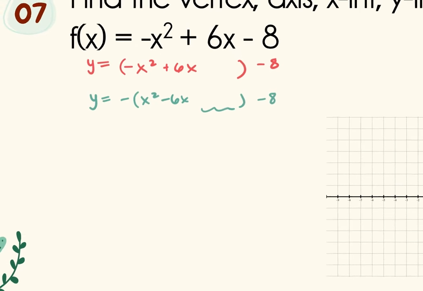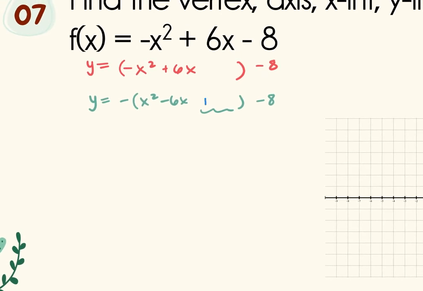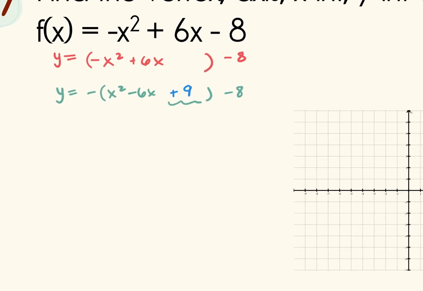6 divided by 2 is 3. 3 squared is 9. Again, I would add the 9 here. And I would normally subtract the 9 here, but here's the catch when there's something on the front. Before you can add this 9, you have to multiply it by whatever's on the front here that we took out. So if I multiply a negative 1 times 9, what happens?